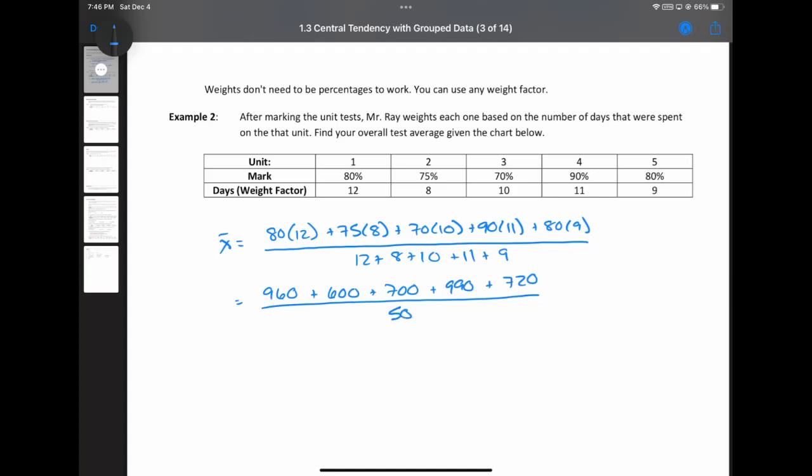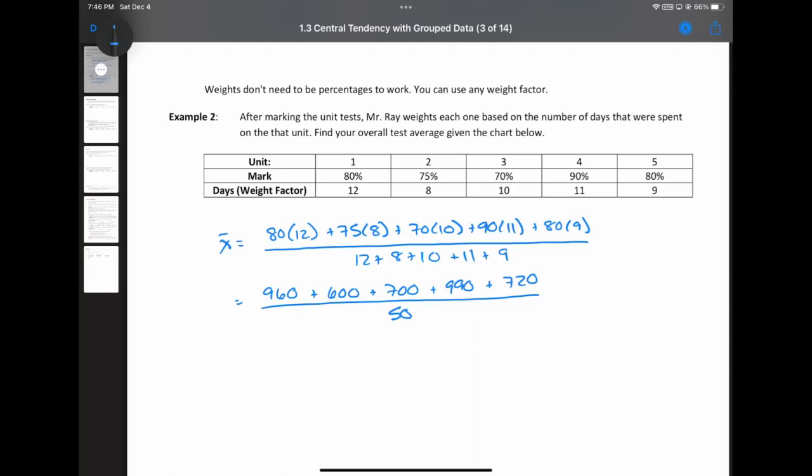Now this time it works out to be rather nice at 50. It's a nice number to work with, but it doesn't have to work out nicely. It can be any number. It could be 43. The neat thing is you can even give these weighting factors as decimals. I could just say, well, I spent like 12 and a half days on the first unit. It won't change anything. The numbers will change, but it doesn't change the method in the slightest.